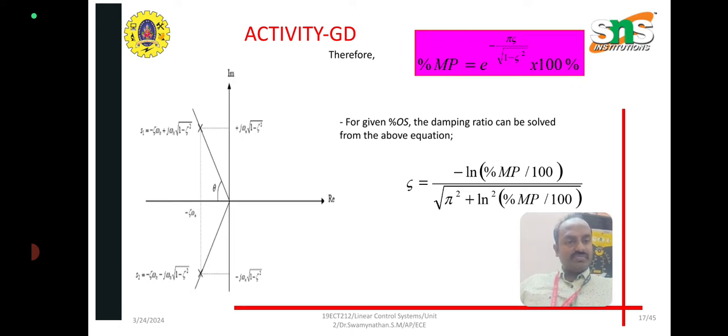Following the previous video, we will continue with the impulse response and step response of second order system examples. Following with the activity, we will discuss the percentage overshoot. The percentage overshoot defines the value of percentage maximum overshoot Mp divided by 100, again divided by root of pi squared plus ln squared.